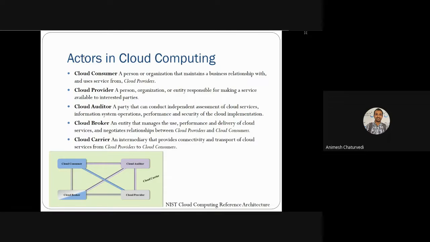Then what is a cloud carrier? A cloud carrier is basically an intermediary between all these four actors. What the carrier does is proper connectivity and transport of packets from the cloud service to the consumer. So the cloud provider connects via the cloud carrier to the cloud consumer.